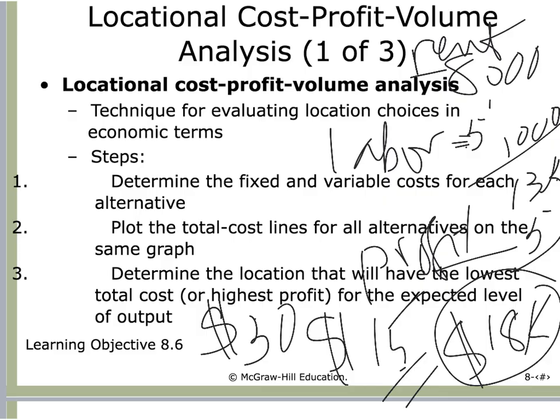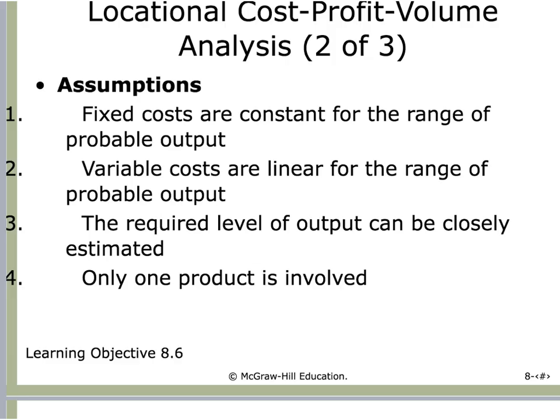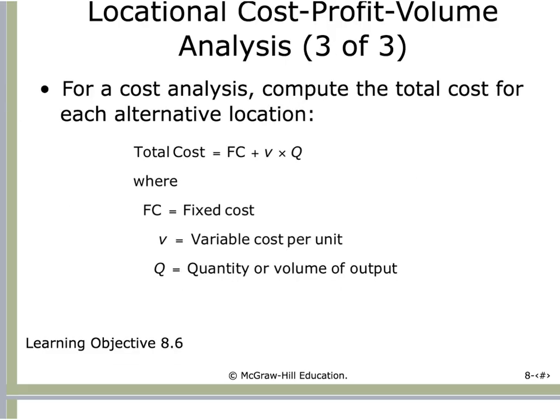What are the expenses you have? What's your total revenue that you need to hit in order to accomplish your goals? And then back into it and figure out how much volume do you need in order to accomplish your financial objectives? The formula that this approach uses is total cost is equal to fixed cost plus the variable cost per unit times the quantity or volume of output that you need.